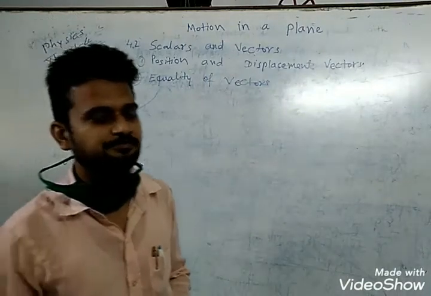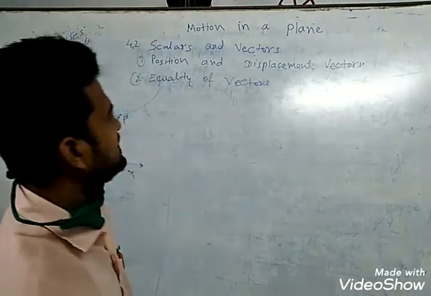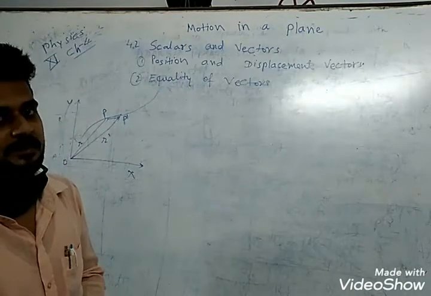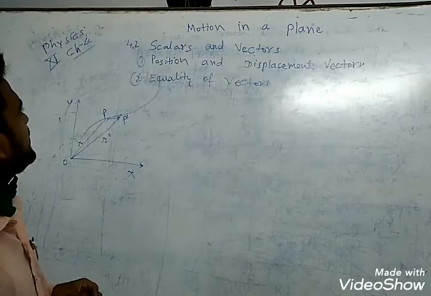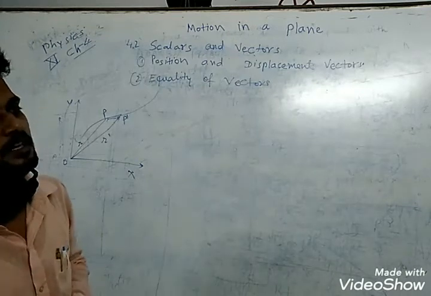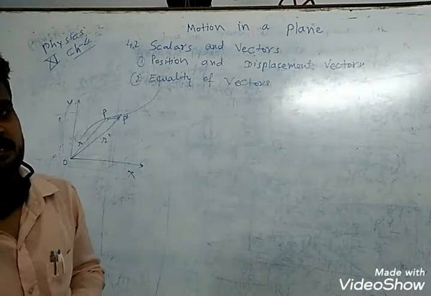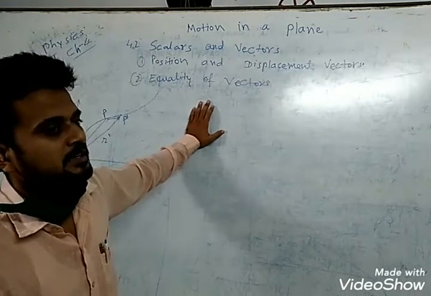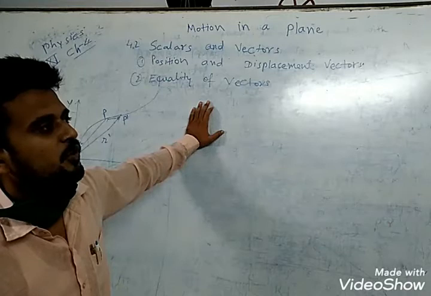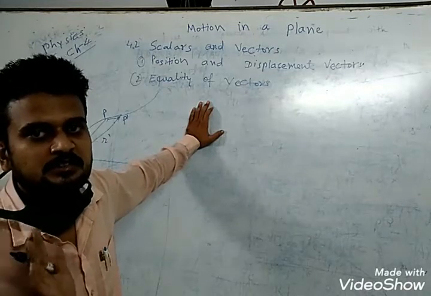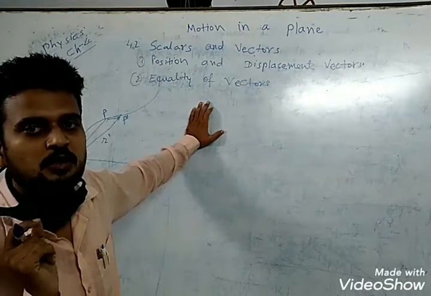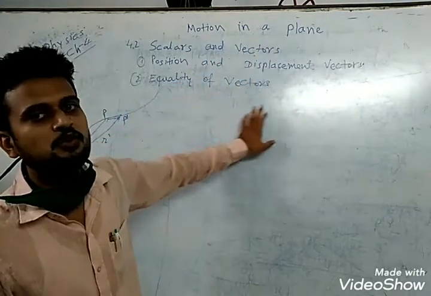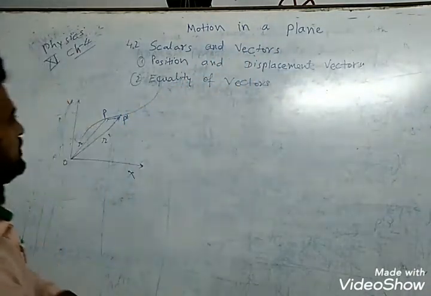Good morning, students. Today we start a new chapter, chapter number 4, motion in a plane. The first topic is 4.2, scalars and vectors. In chapter number 3, we already discussed only one dimension. Here we discuss motion in a plane, meaning 2D, in two dimensions.